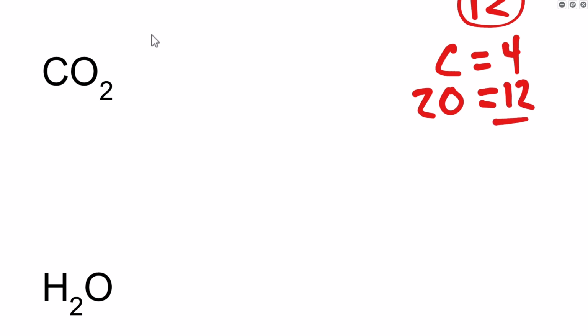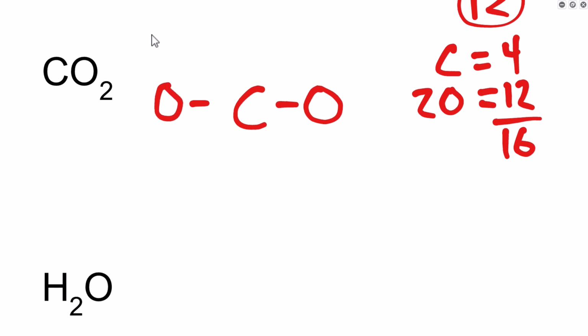Let's do 2 more. CO2, same steps. So carbon and 2 oxygens. Carbon has 4 valence electrons. Each oxygen has 6, times 2 is 12. So I need 16 electrons in my structure. I make carbon my central atom and single bond everything to my central atom. We now add lone pairs to satisfy the octet rule. Again, everything wants to have 8.